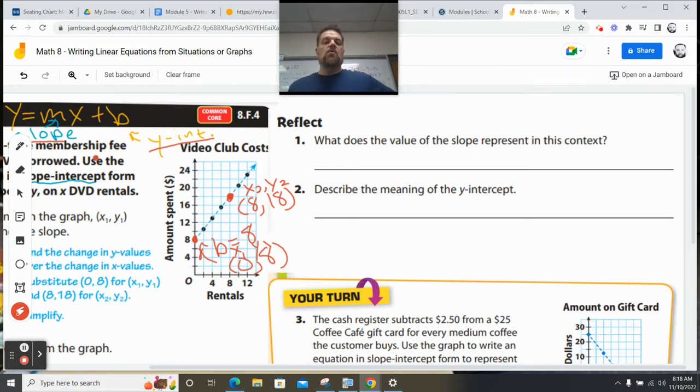It says, let's answer these questions in your textbook. It says, what does the value of the slope represent in this context? So what do you think it represents in this context? One second. Okay, now here's the thing.